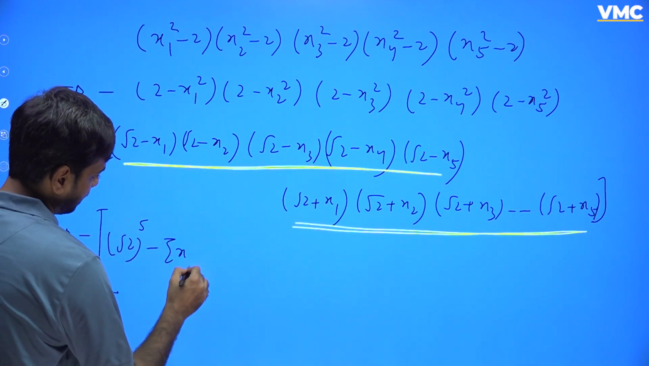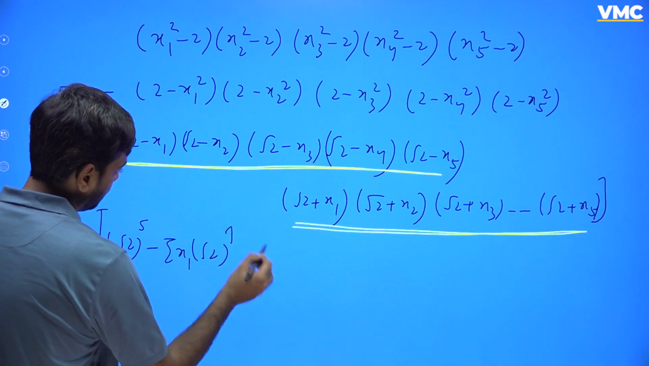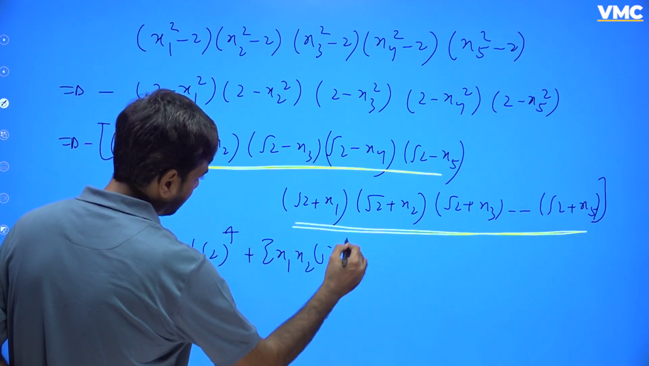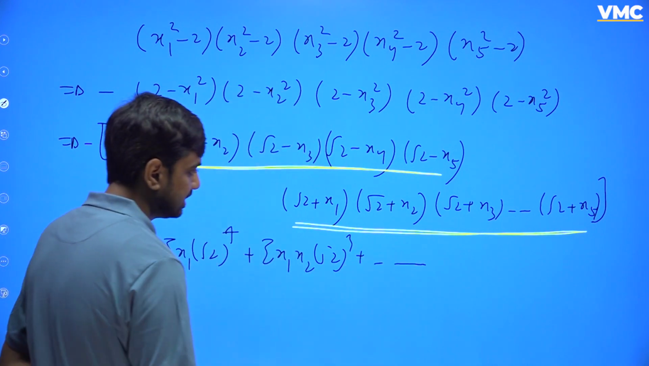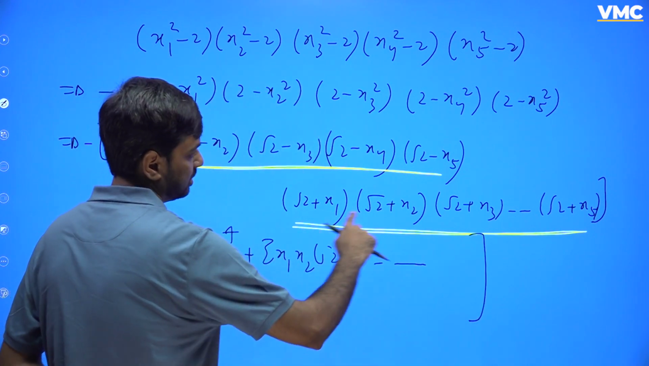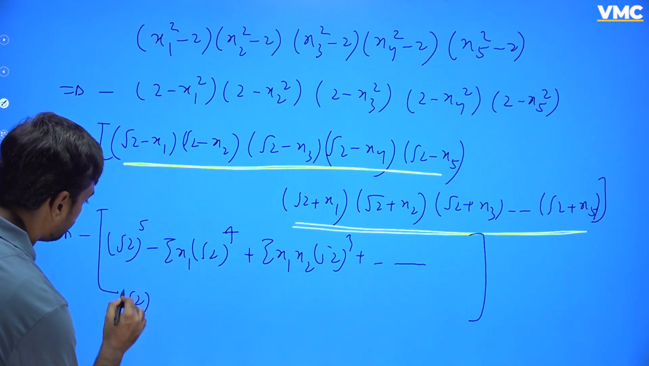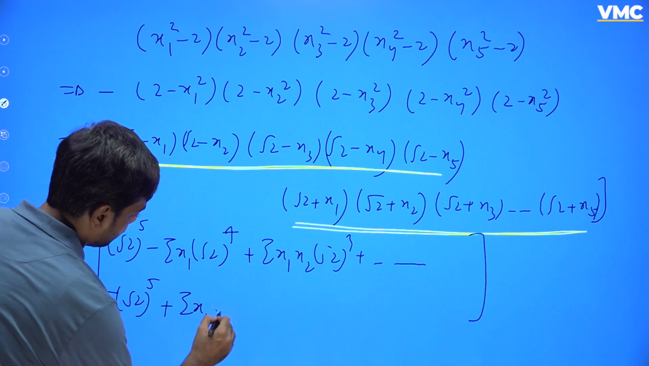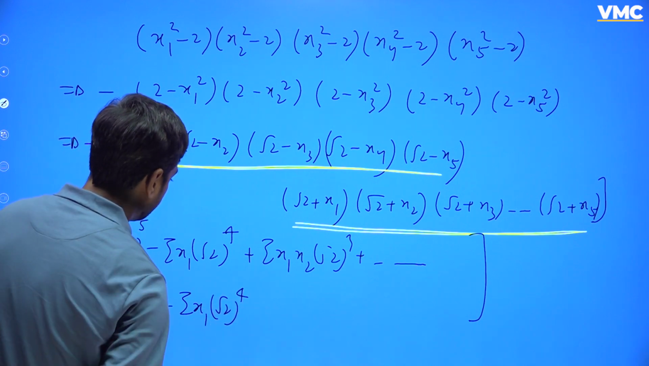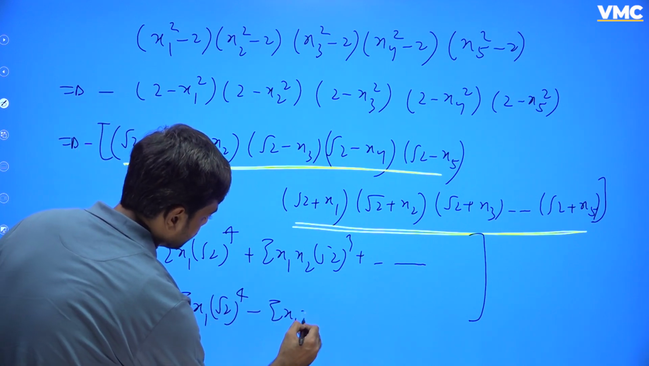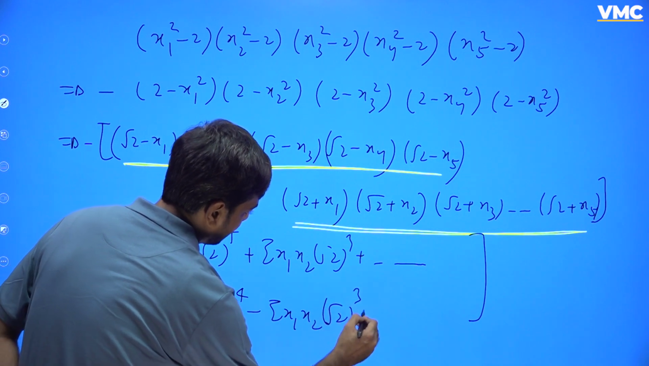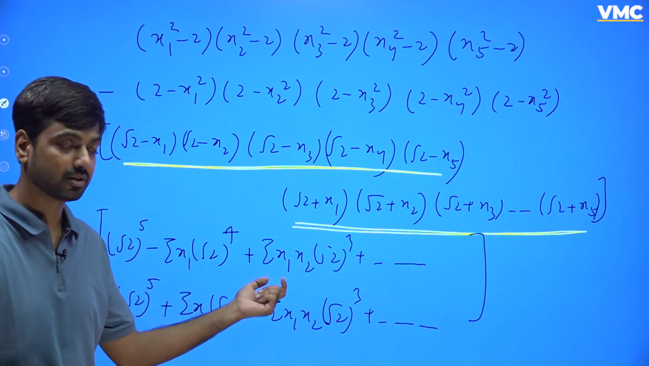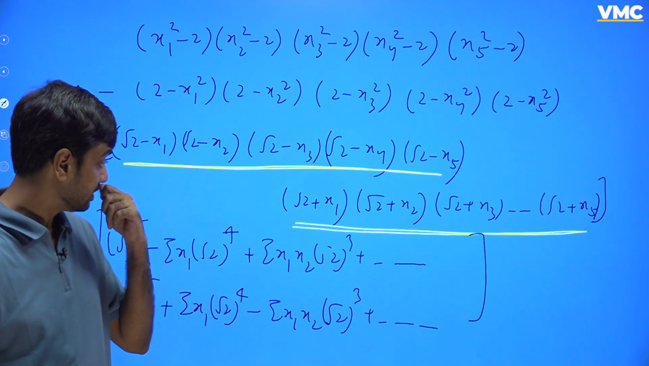So we can write sigma x1 root 2 raised to power 4, and then plus sigma x1 x2 root 2 raised to power 3 and so on. In the same way, when you multiply this one, you will get root 2 into root 2 raised to power 5, plus sigma x1 root 2 raised to power 4, then minus sigma x1 x2 root 2 raised to power 3 and so on. Now substitute the values of sigma x1, sigma x2, x1 x2, sigma x1 x2 x3. You will get the answer, okay?